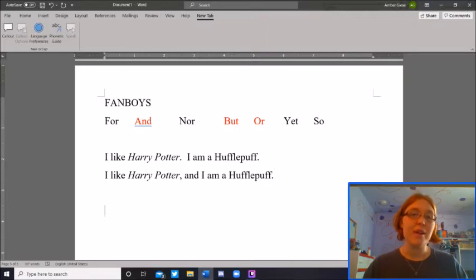Typically, I see this when students have a couple of main points that they want to make, but they're so similar and they're like, why can't I just put it into one big sentence? Here's the good news. You absolutely can.